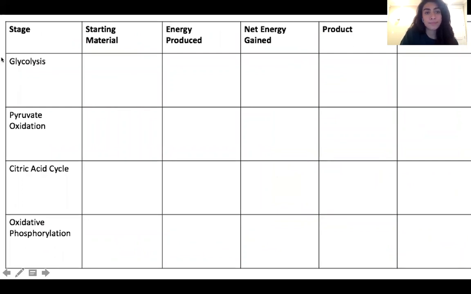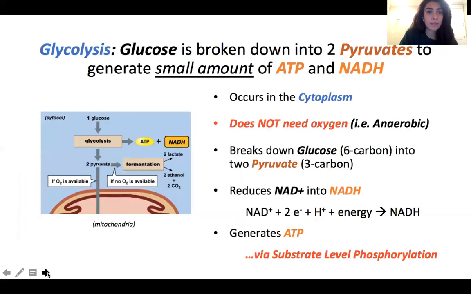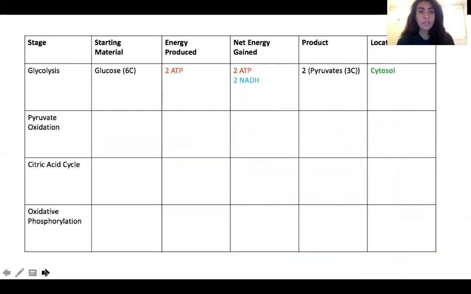But let's go over glycolysis first, right? So glycolysis occurs in the cytosol of cells, and we take glucose and we break glucose down into 2 pyruvates. Remember that since glucose is a 6-carbon molecule, we're going to break it down into 2 3-carbon molecules, which is known as pyruvate. And when this happens, we generate ATP and NADH, which we will talk about later in this video. So you should have this in your chart. So your glucose, which is 6 carbons, makes 2 ATP, 2 NADH, and this is all happening in the cytosol.